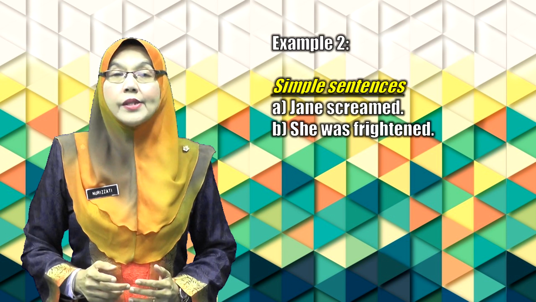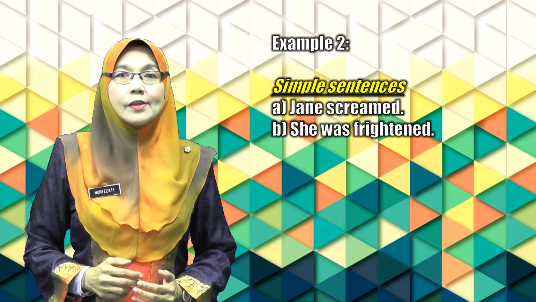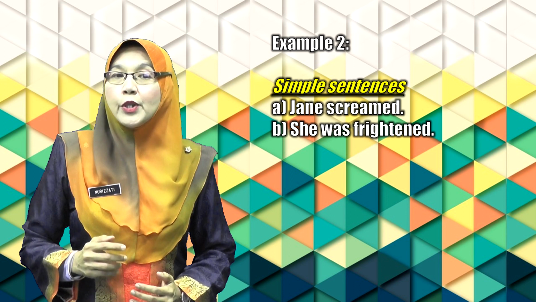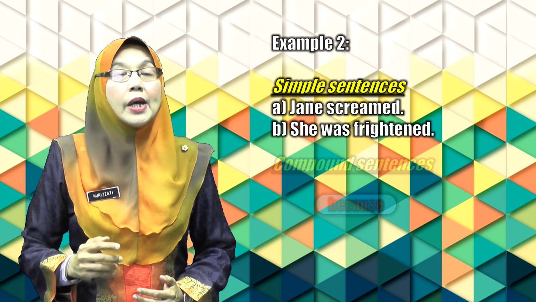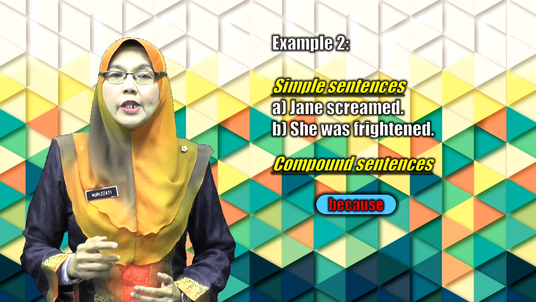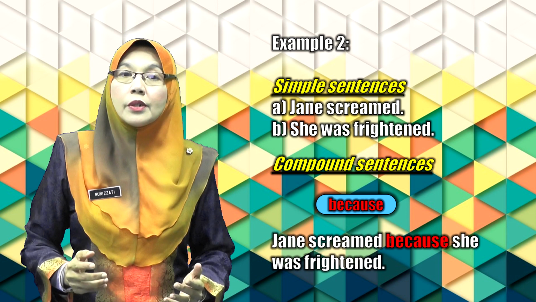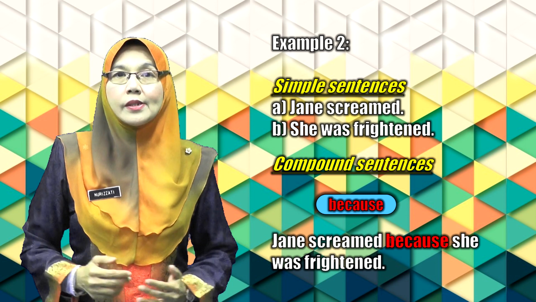Example number 2. Jane screamed. She was frightened. By using the conjunction word because, the compound sentence would be: Jane screamed because she was frightened.